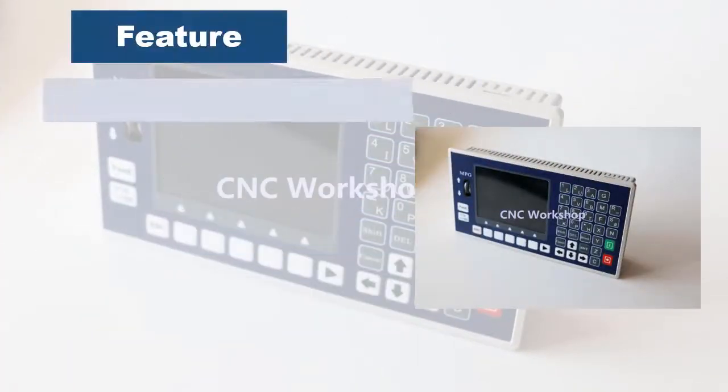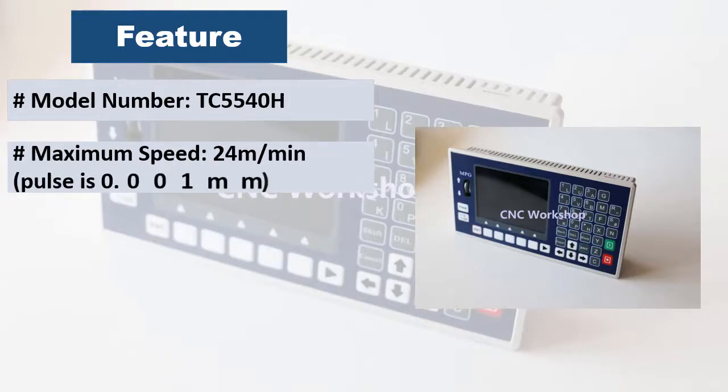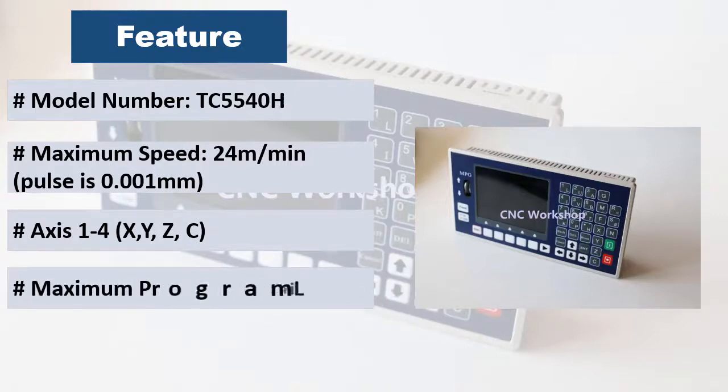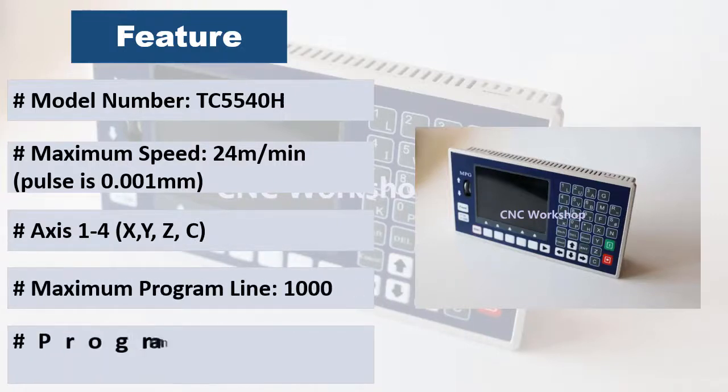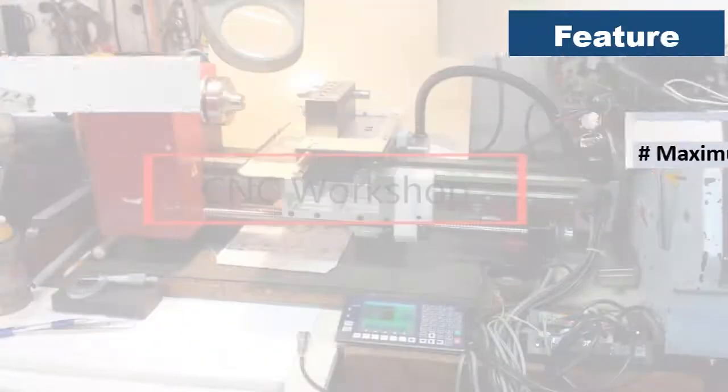TC5540H is an upgrading version of TC55. It can control 4 feeding axis, 1 analog spindle. It is equipped with 16 input port and 8 output port, supporting importing G-code files from USB stick and boot picture. Supports saving the current coordinates after power off.